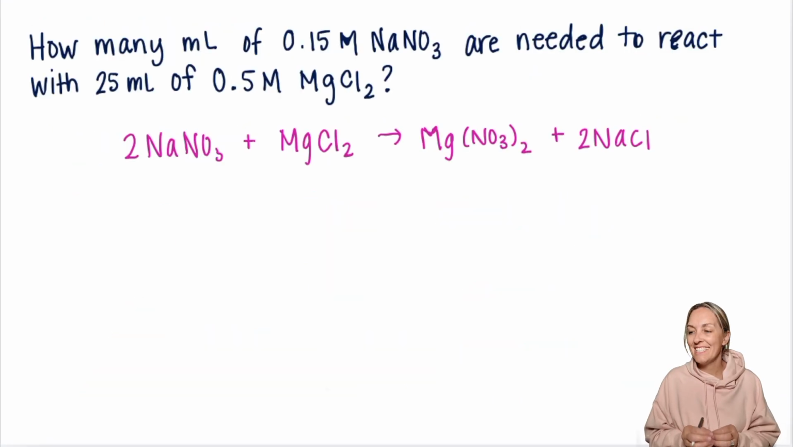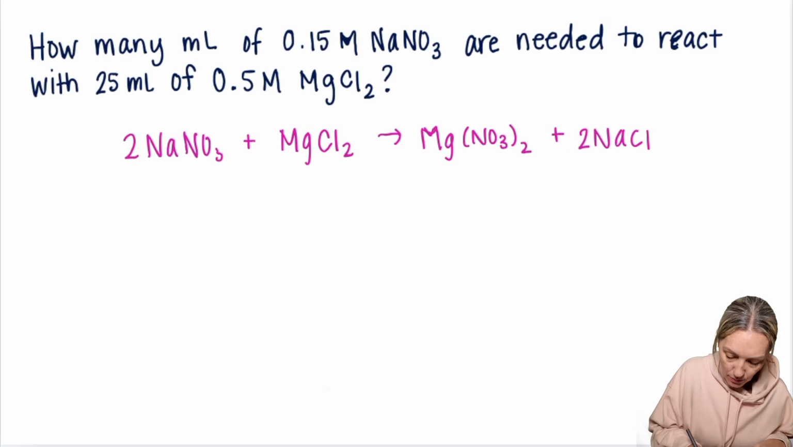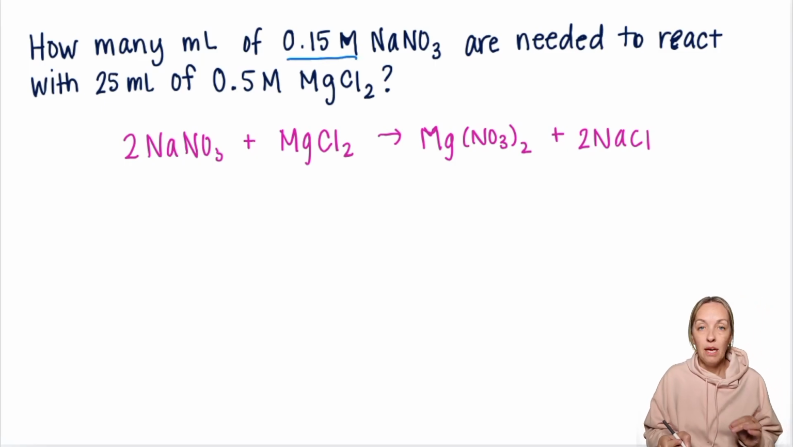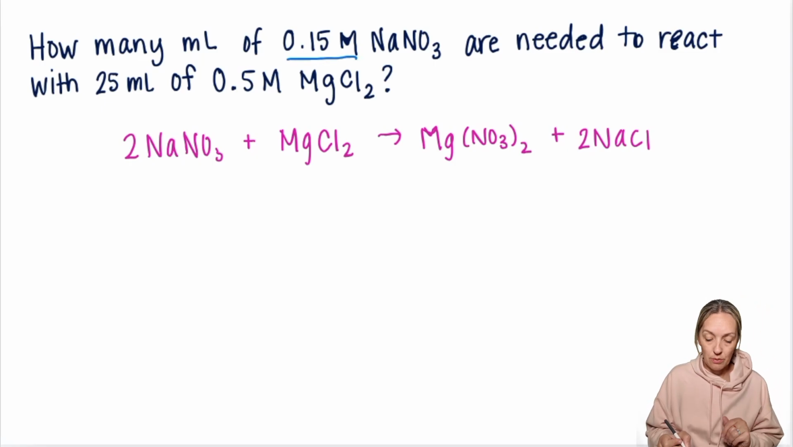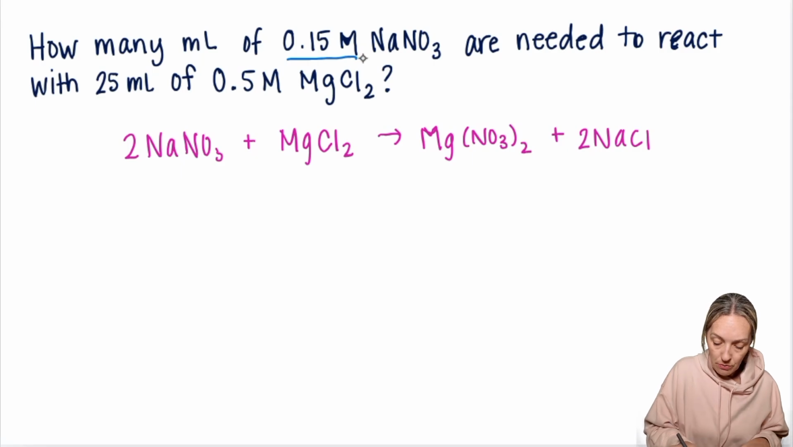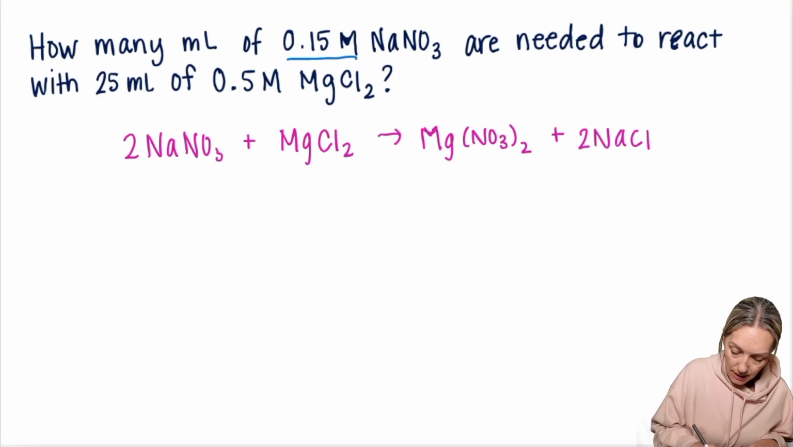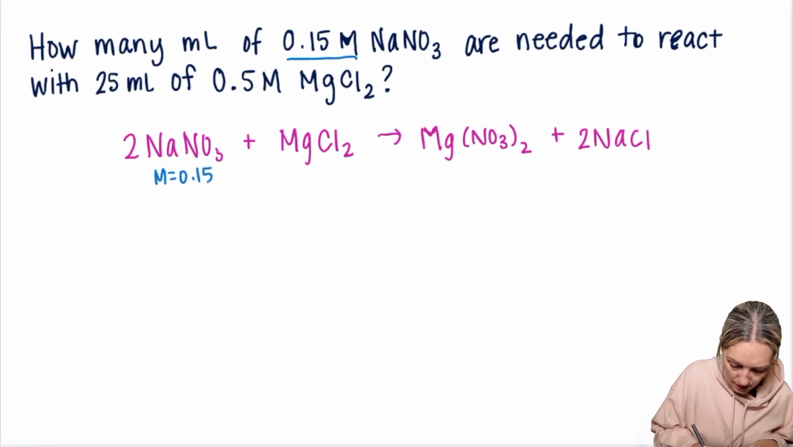All right, let's look at a second example. I want to approach this the same way. I'm going to start with the numbers that are given in the problem, and I'm going to identify what substance they're referring to. So my 0.15 molarity is referring to my NaNO3. So I'm going to write that molarity underneath.